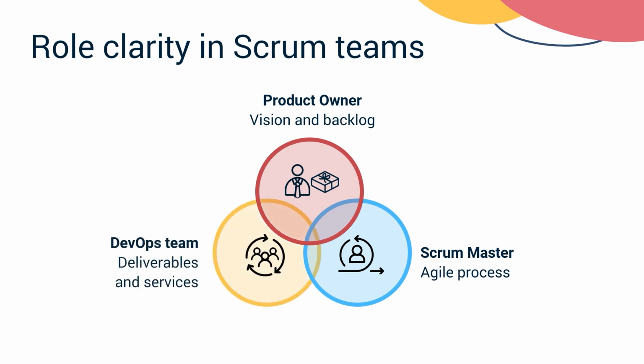Each role is distinct but complementary. The product owner and Scrum Master focus on different aspects of the project, while the DevOps team is responsible for creating and delivering the end product. Let's explore these roles in detail.